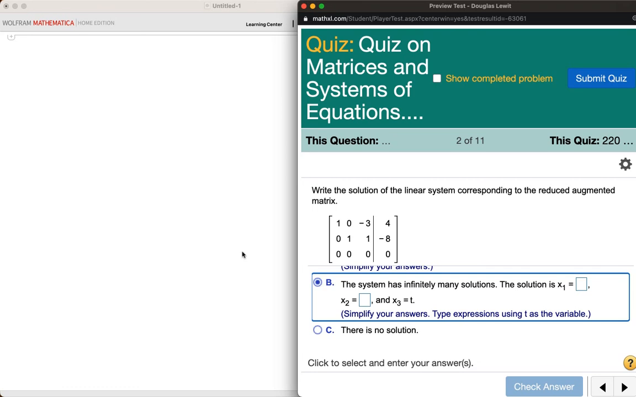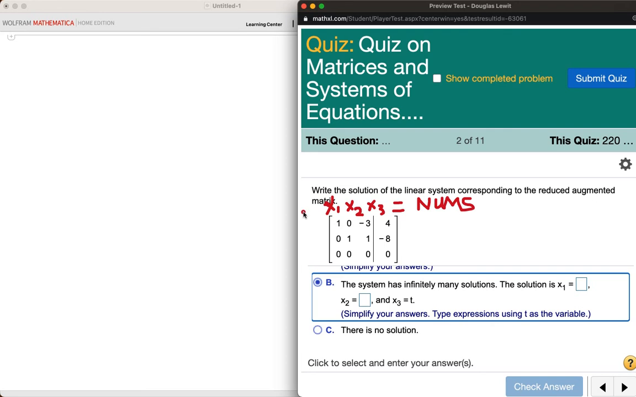Now, how am I supposed to figure out the rest of the answer? Look at the equations, right? This is x1, this is x2, this is x3. Here's my equal sign, and then I see a bunch of numbers.